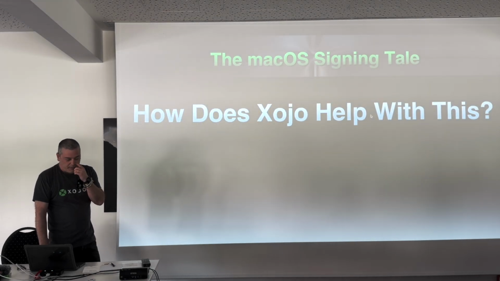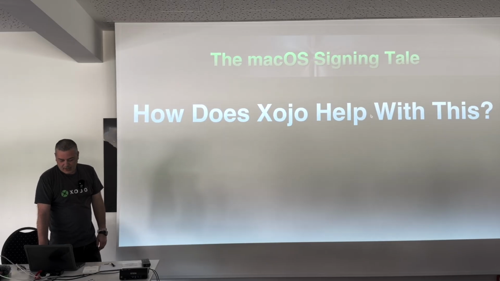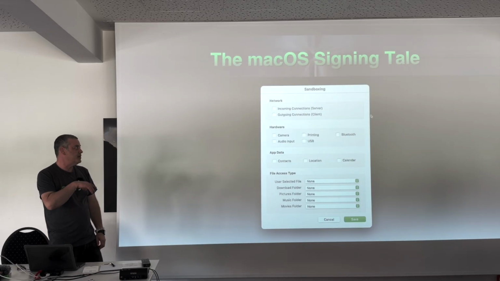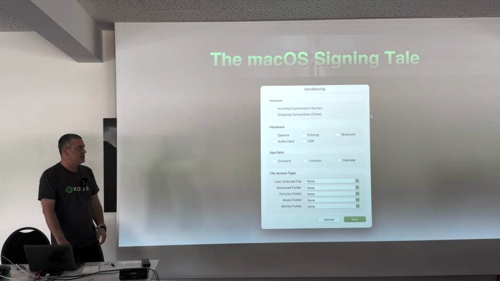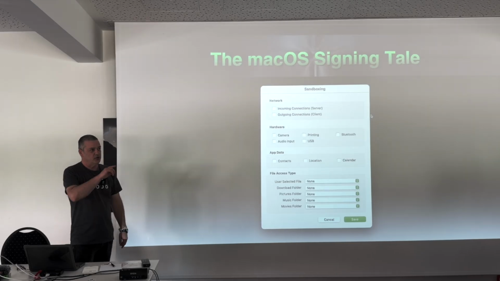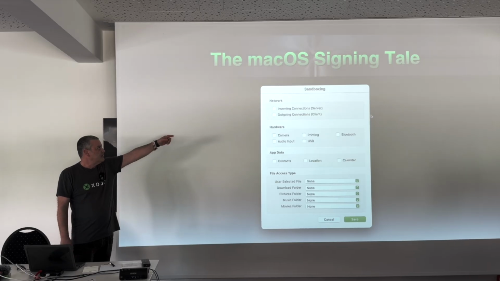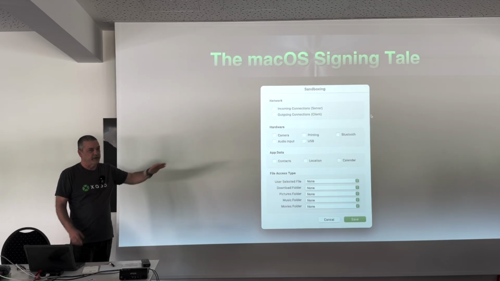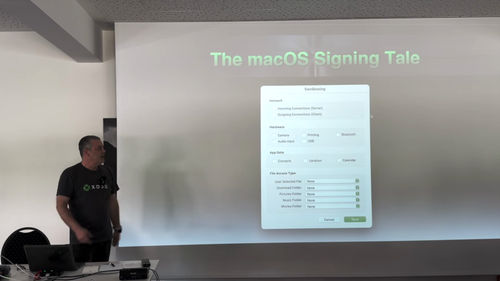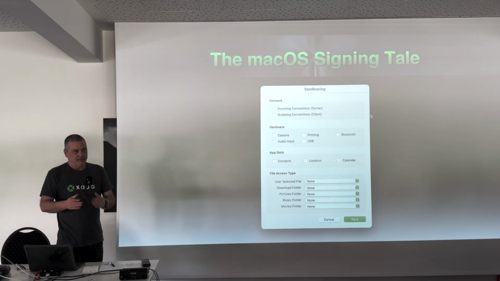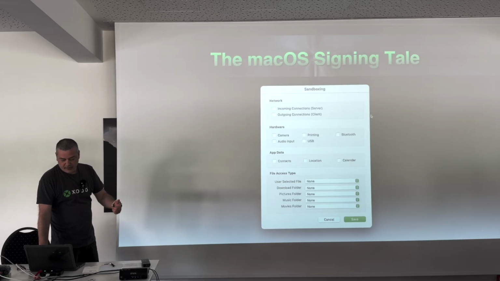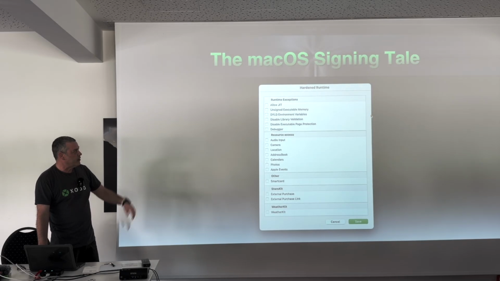How does Xojo help with all this? Over the years, we have been adding features to the IDE to help you handle all of this. So if you enable, for example, sandboxing, you can access an editor where you simply check the checkboxes. You enable the features your app is going to need from the sandboxing point of view, and we take care of everything, creating the entitlements file and attaching it when we sign the app, so it is ready for distribution.